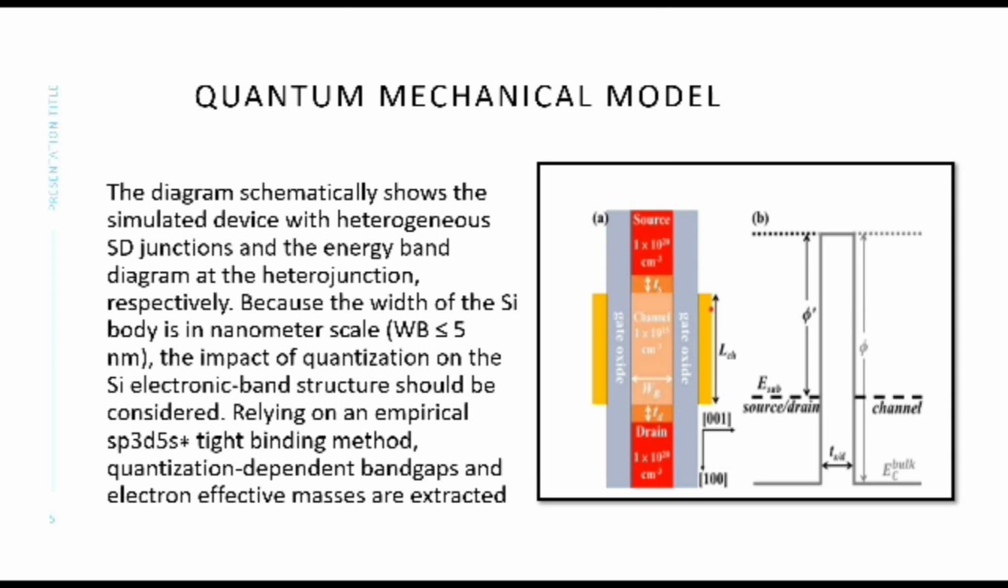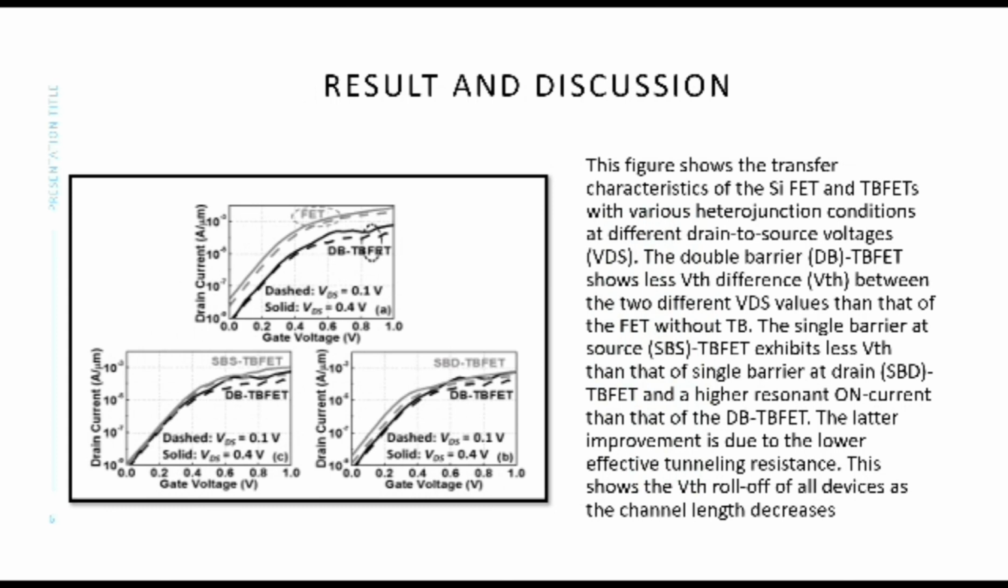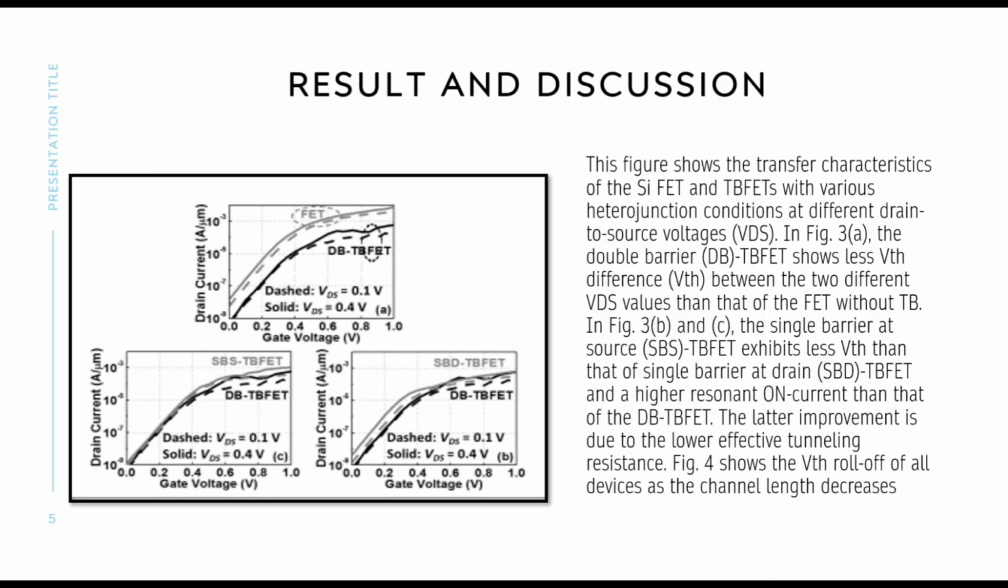So this quantization depends mainly on the bandwidth, and electron effective masses are also extracted, and the graph which I will be showing in the next slide would illustrate that. So here you can see the graph of the band diagram, quantization dependent band gap, electronic effective masses and all. So these were the things discussed in this paper in brief. So here we are going to give a detailed analysis about the result and discussion of our paper.